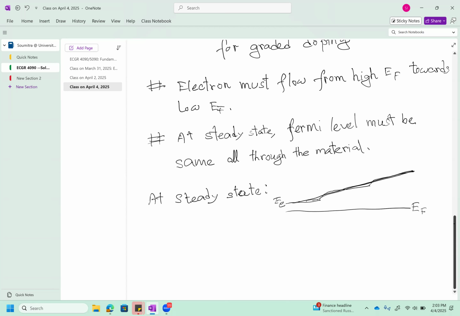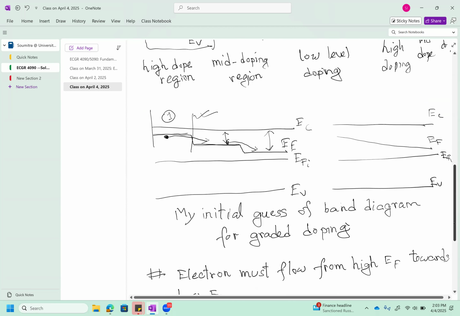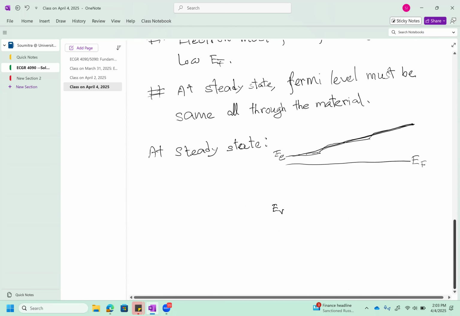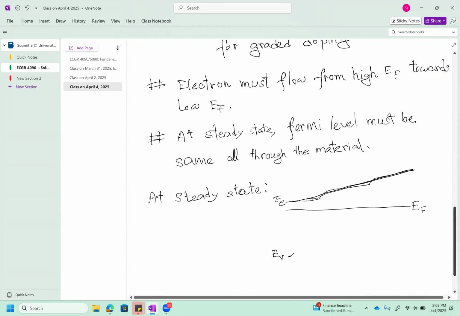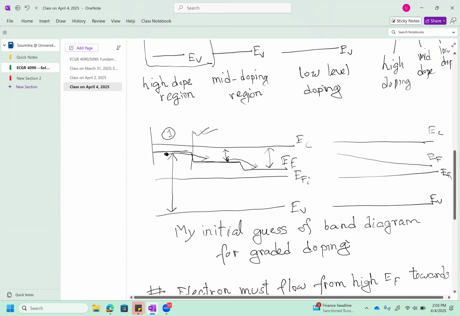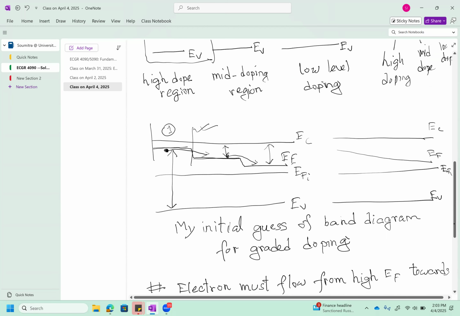And also, how about EV? Let us try to draw that. EV, look at that. At the first region, EV and EF, they are farthest from each other, right? So I'm going to draw EV farthest from EF. And by the way, remember that EV must be away from EC by the amount of band gap. So the band gap is EG.